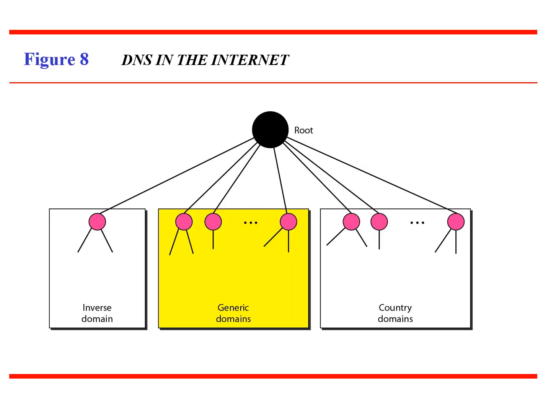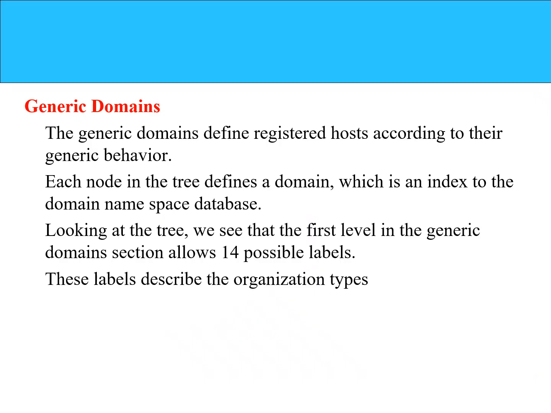So this is the DNS in the internet. We have seen already that we have a root server. Under the root we have various servers, so you have the inverse domain, generic domain and country domain. So what do we mean by generic domains? The generic domains define the registered hosts according to their generic behavior. Each node in the tree defines a domain, which is an index to the domain namespace database.